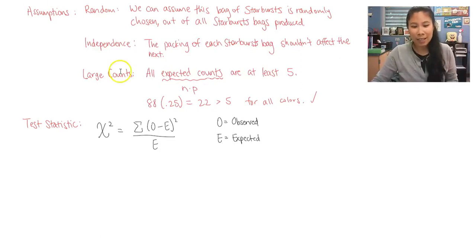To find this test statistic, we are taking the sum of (O minus E) squared divided by E, where O stands for observed, E stands for expected. So this E number we've already found. When you take your total number of things in your sample size, multiply it by the proportion, that is your expected count. The O is the observed. So for us, because we're dealing with the different colors that we have, we are trying to observe how many Starbursts of each color that we have.